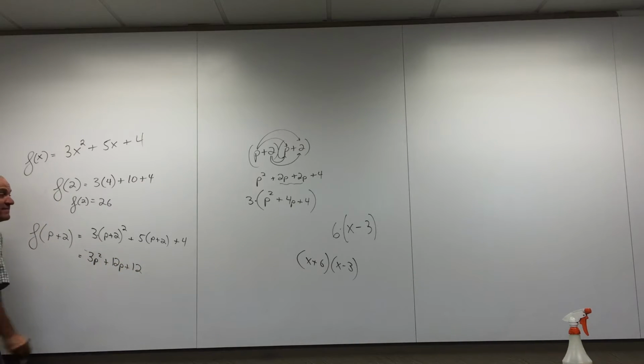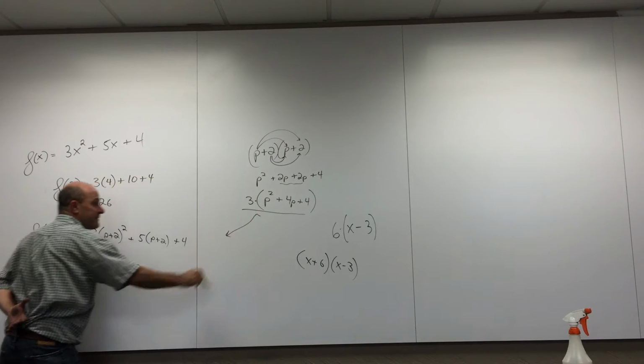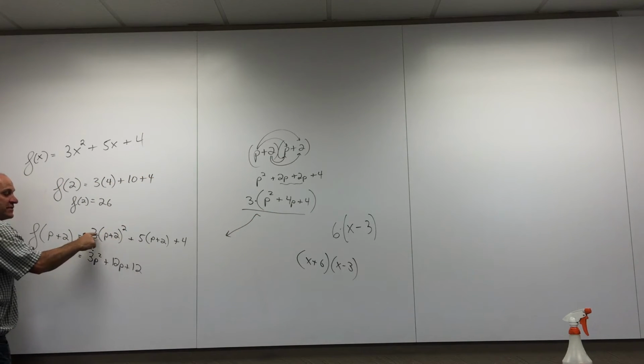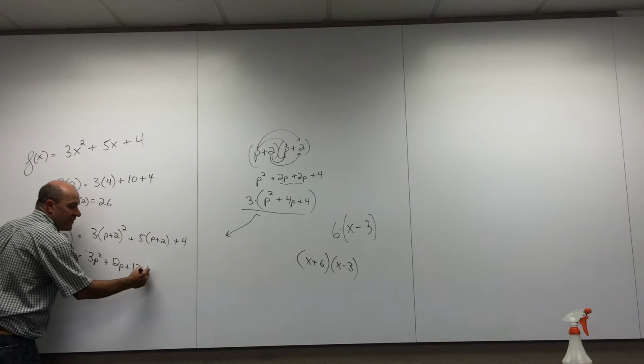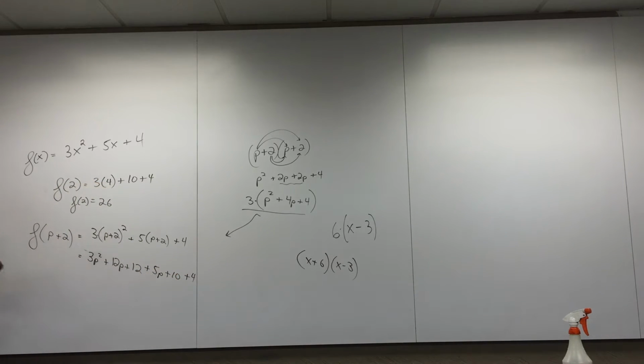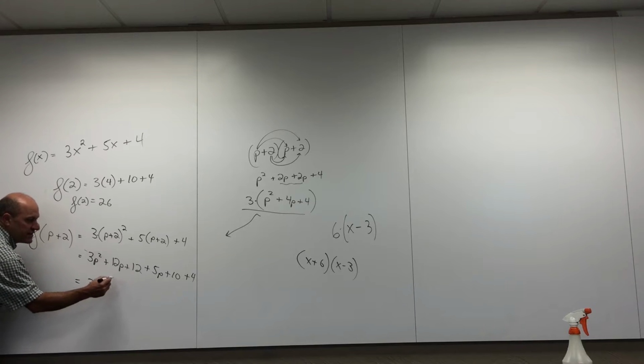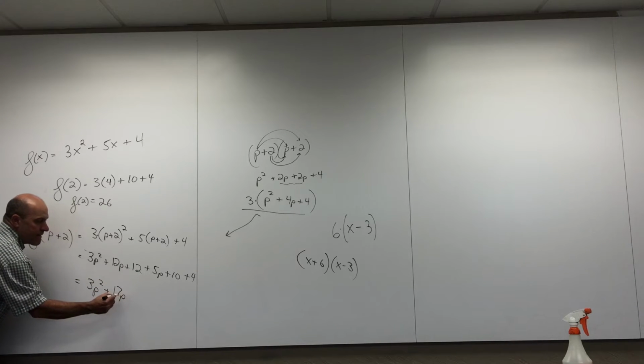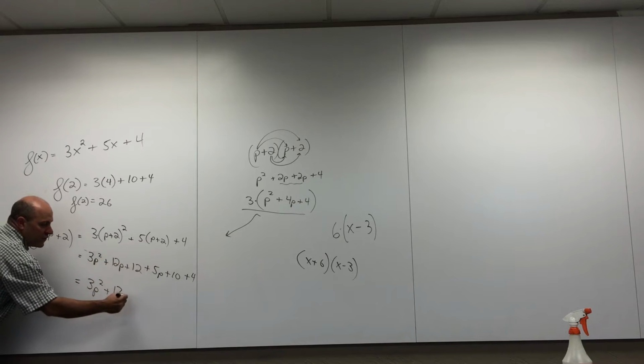Are you guys okay with that? That's this guy foiled out times the 3. Distribute the 5. 5p plus 10. There's a 4 out there on the end. Combine like terms. That means p squareds add with p squareds. P's add with p's. Numbers add with numbers. That's combining like terms. So the answer is, if I combine some like terms, I'll call that 3p squared plus 17p plus 26. I think I did this right.